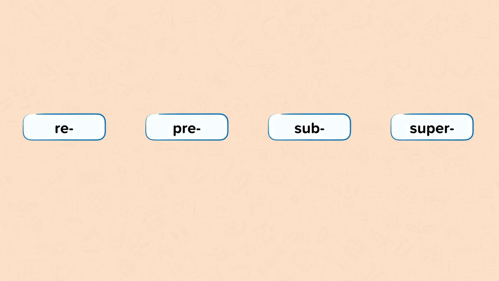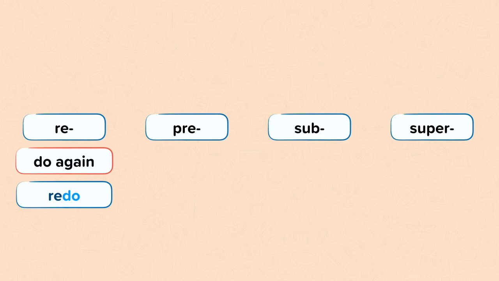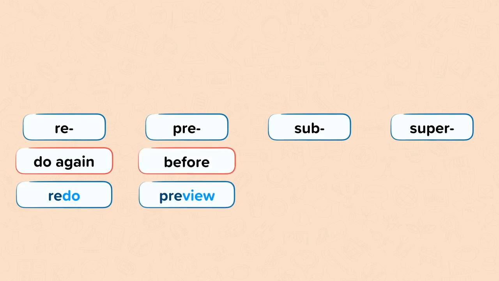So re means to do again. So simply redo means just to do it again. Now pre means before. So in this word preview, preview means to view it before. So for example, at the cinema there may be a preview. This is when you can view the film before everybody else.